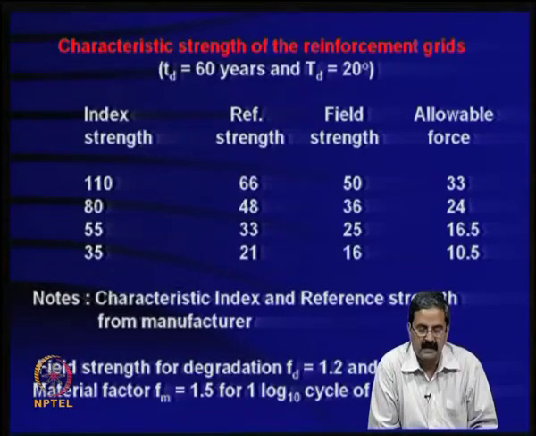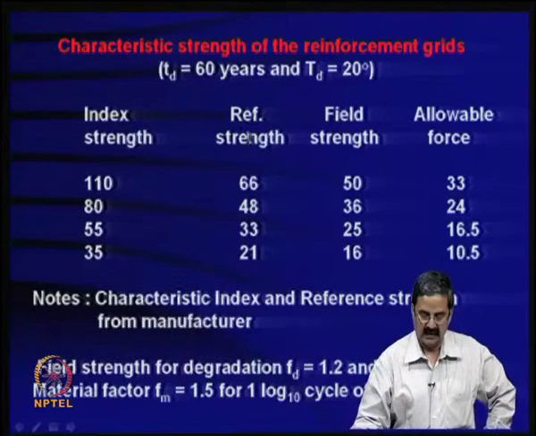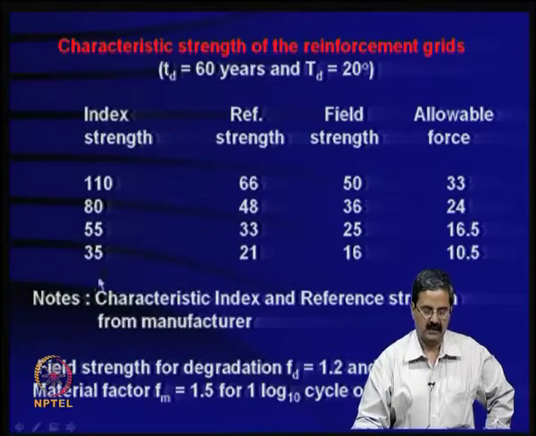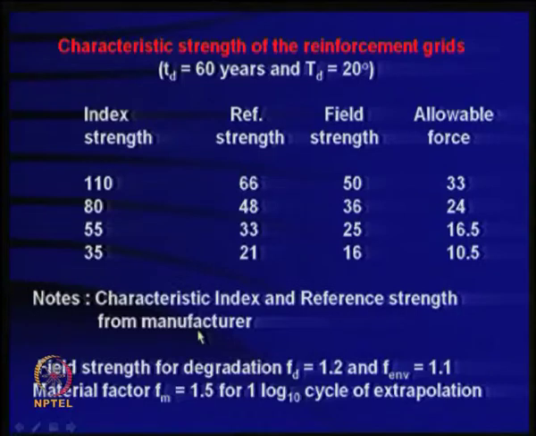What is available here is that you are designing, say, for 50 years or 60 years, and room temperature is also given. The companies know, they will give it in this form, okay. Index strength is say 110, 80, 55, 35. They are all called reference strength. It is called characteristic strength, or reference strength, from the manufacturer.